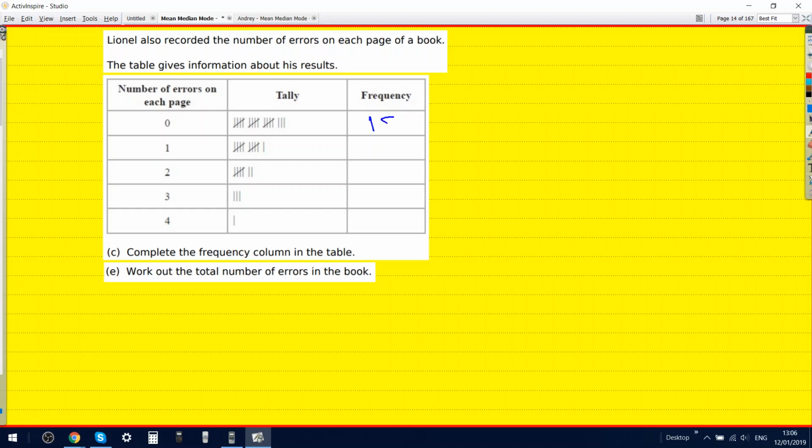18, 11, 7, 3, 1. What is the mode? Is it the highest number? So 18. It's what the 18 matches up with. So the mode is never the frequency. It's always what it matches up with.